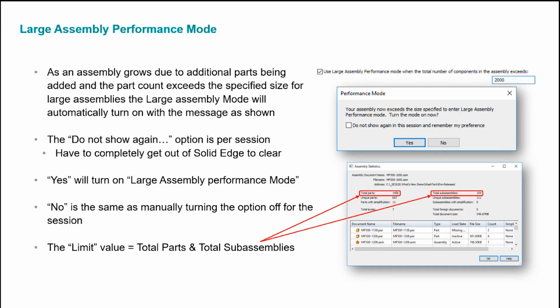We also have the option of do not show again. This resets when Solid Edge is restarted. The limit for activating this large assembly performance mode is calculated as total parts plus total subassemblies. All right, so let's have a look at another example.